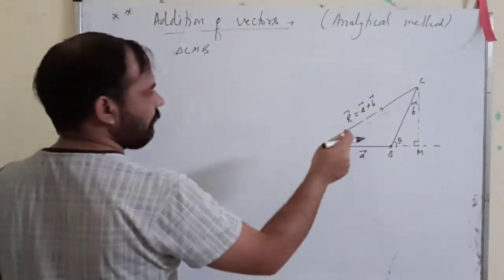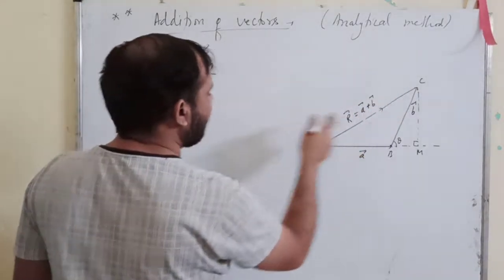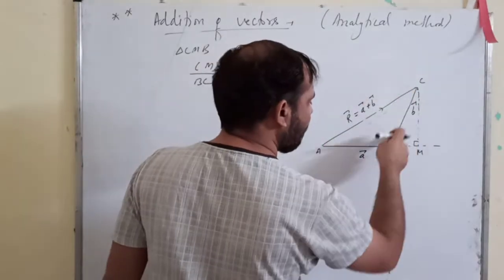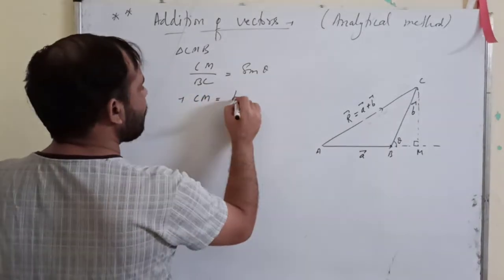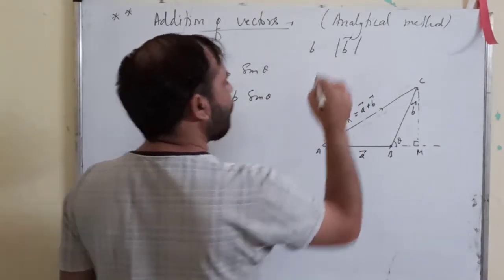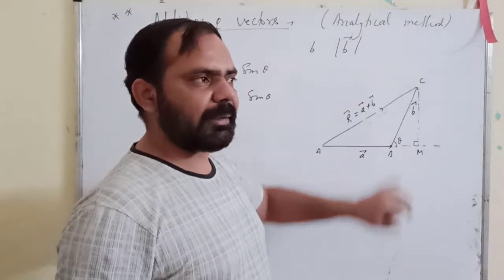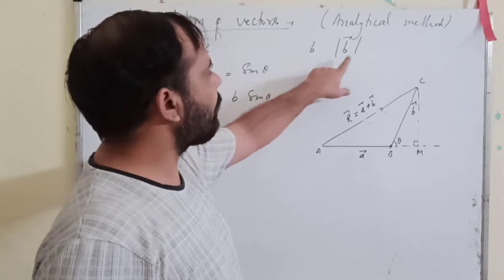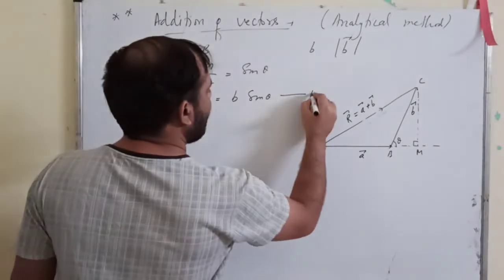From this triangle we will find out the values of this and this. So CM upon BC is equal to sine theta. This means that CM is equal to B sine theta. Because this is a side and a side is a length, and length is the magnitude of the vector, this is not B vector sine theta, this is only B sine theta. Or you will have to write the magnitude of B into sine theta. This is your CM.